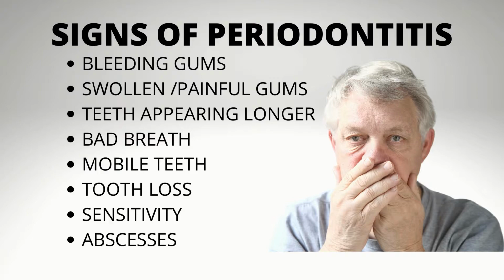Number seven is sensitivity. Now, when you have gum disease, you could also suffer from recession. So your gums shrink, exposing more root surface. So the root of the tooth is quite sensitive. So when the root is exposed, you can experience quite a lot of sensitivity.